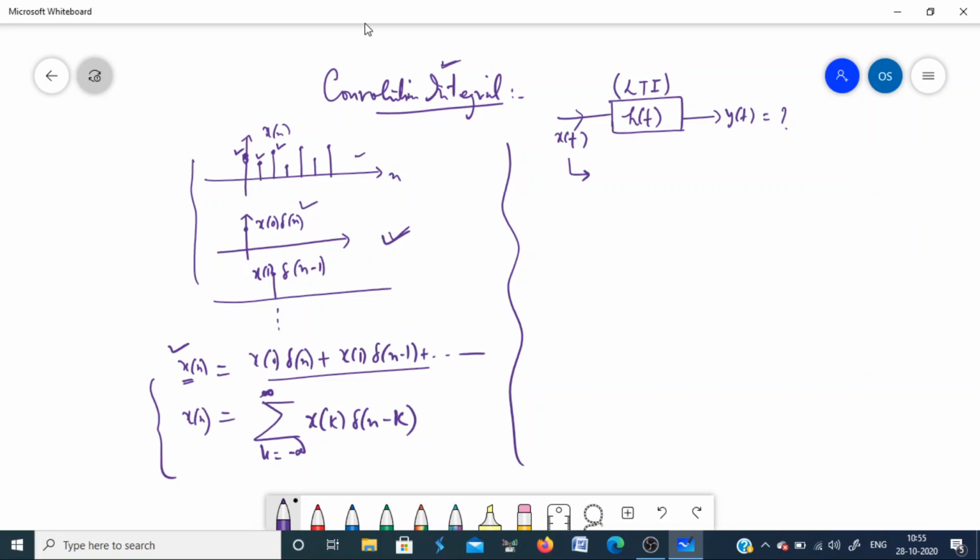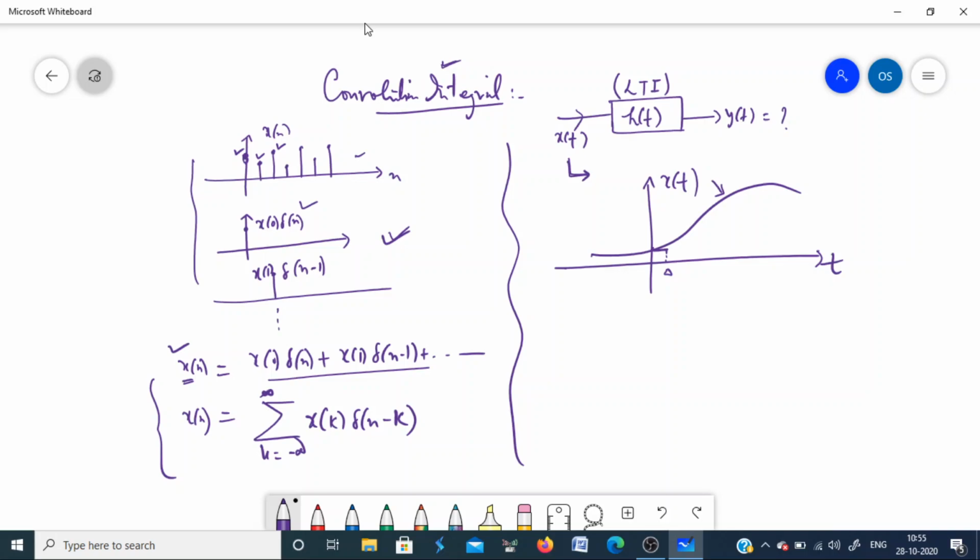Now in the continuous time case, in place of x[n], the input signal is x(t). Any signal you can take. Suppose this is my signal. Now we try to express this x(t) again in terms of unit impulses, that is delta(t). And how do we do that? We basically use a staircase approximation of x(t). That is, I sample this signal at t equal to 0, and I keep it constant for some time, maybe delta.